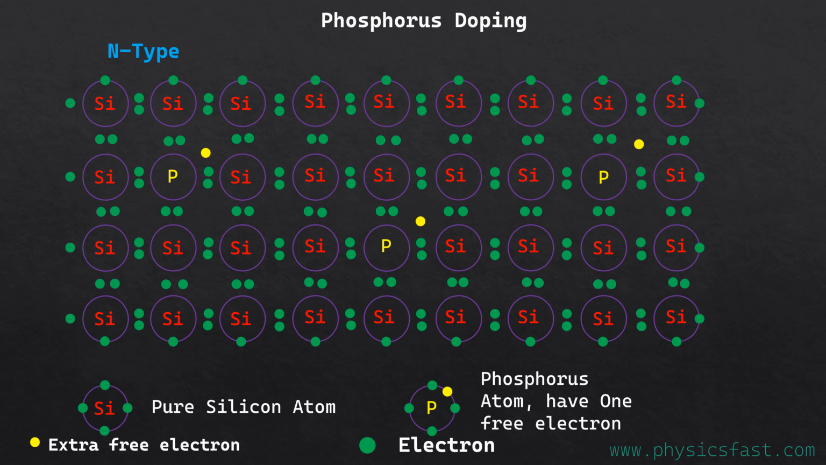If we add a small amount of phosphorus to this pure silicon, then phosphorus replaces some silicon atoms. Phosphorus atoms have 5 electrons in their valence shell. As silicon atoms share their electrons to get 8 electrons in the valence shell, for phosphorus there are some extra electrons. So in this region extra free electrons are present. This type of material is called an N-type semiconductor.